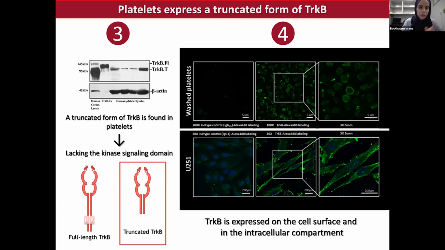But right before that, we did some microscopy tests, and we used a brain cell line as a positive control, and our TrkB is labeled in green. Of course, our cell line expresses the TrkB, but as you can see in our washed platelets, they express TrkB both on the surface of the cell as well as inside the cell.